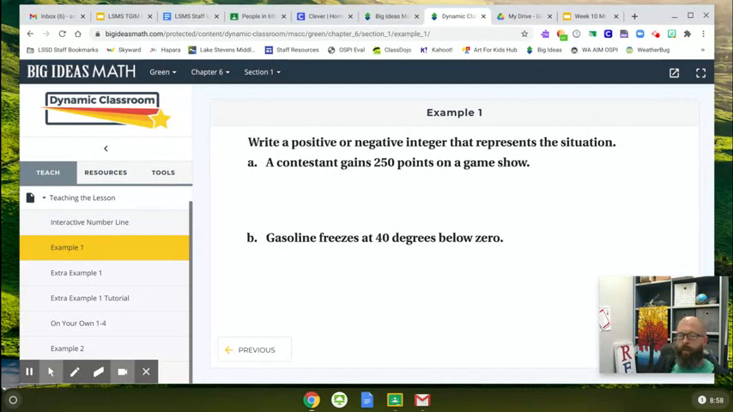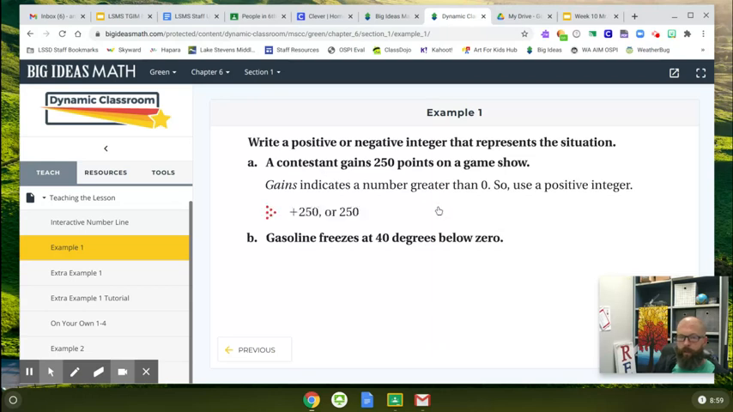So let's take a look and see, if you had 1 minus 5, you could end up with -4, right? So how do we get there? So this says write a positive or negative integer that represents the situation. A contestant gains 250 points on a game show. Gains indicates a number greater than 0, so use a positive integer. Plus 250 or 250. Now, you can write a plus, but we don't actually have to, and most times we really don't, unless we are saying like plus something. So normally, if I was just to say adding 250, you would just write 250 because we assume that it's a positive number if there's nothing in front of it.